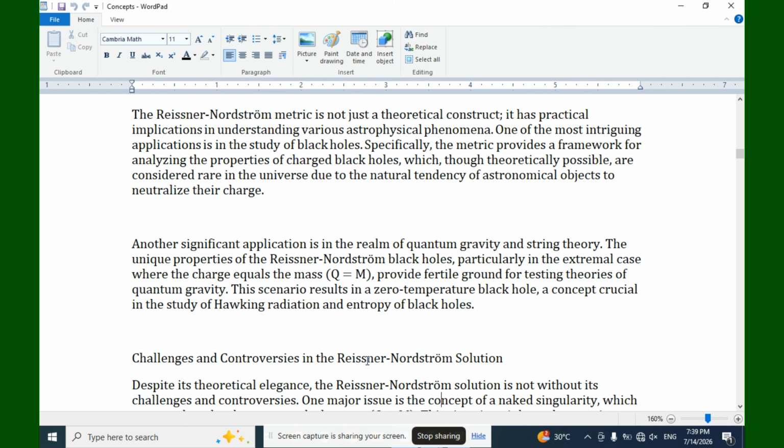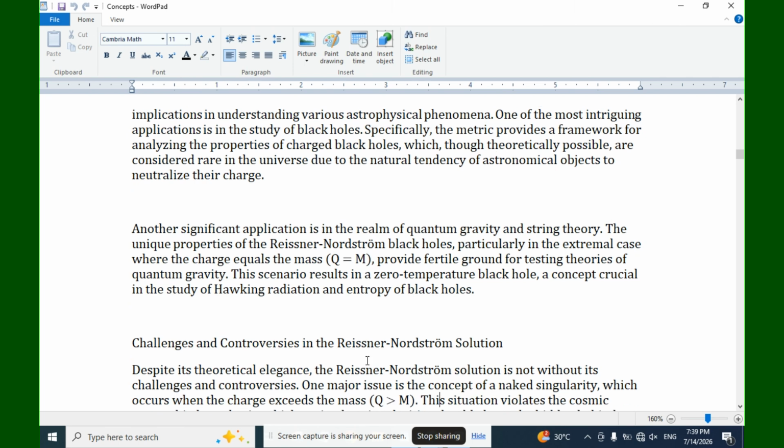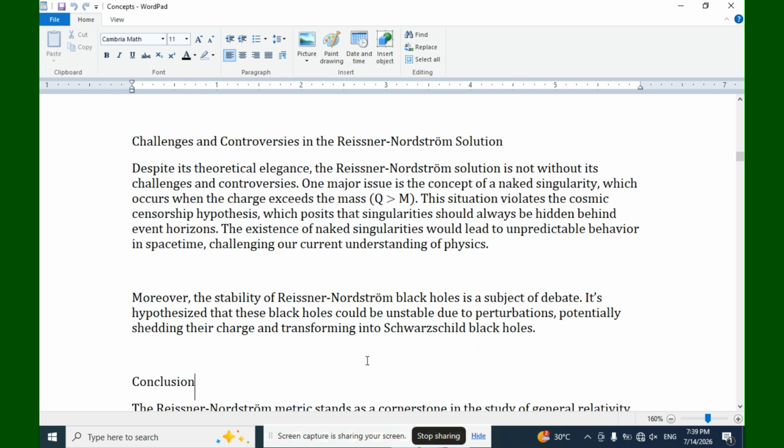This scenario results in the zero temperature black hole concept, crucial in the study of Hawking radiation and entropy of black holes. Challenges and controversies in the Reissner-Nordström solution. Despite its theoretical elegance, the Reissner-Nordström solution is not without its challenges and controversies.